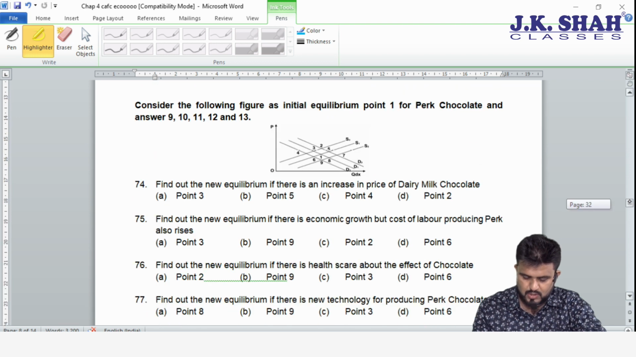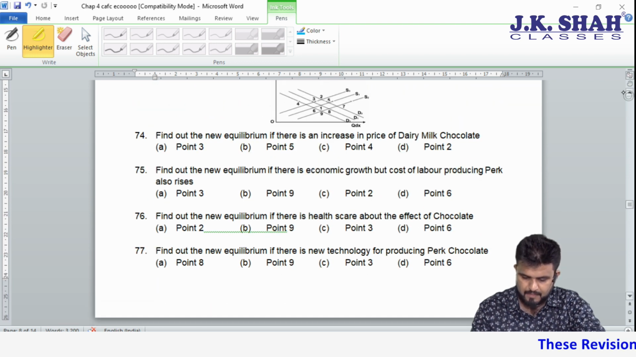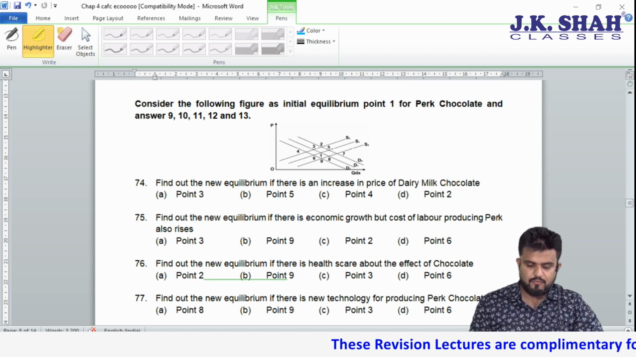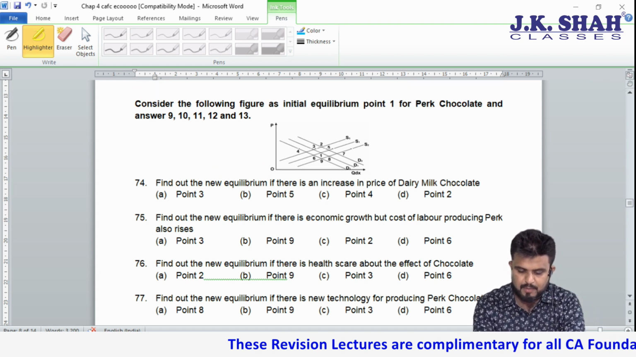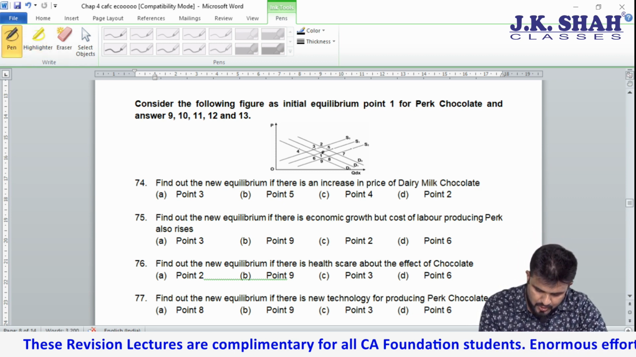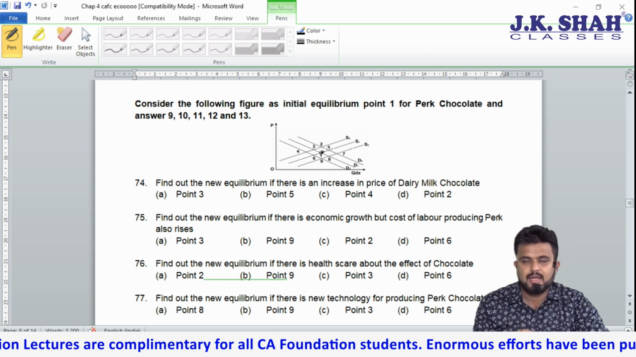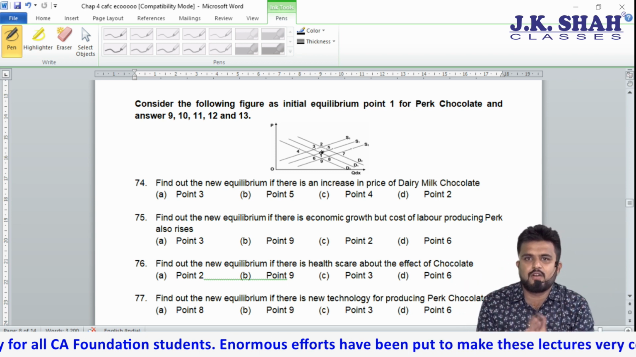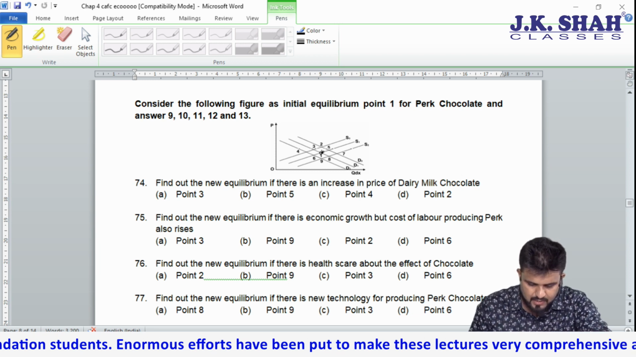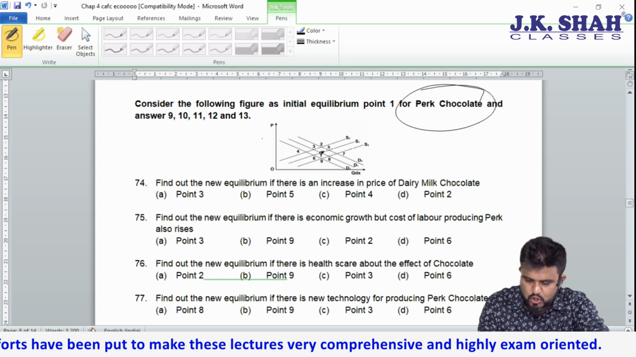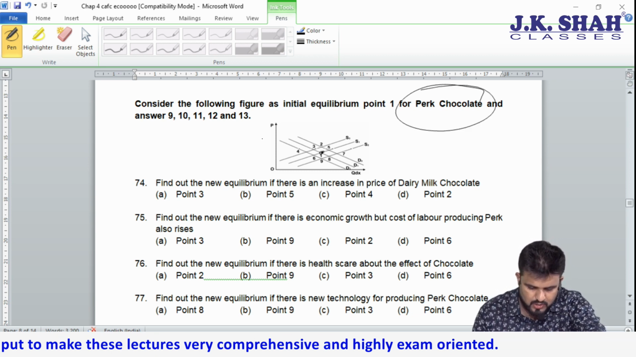Now let's move towards this. Consider the following figure as the initial equilibrium point 1, which means students you are at point 1 here. Increase in demand is a rightward shift, decrease in demand is a leftward shift. Please keep that in mind. So our product is Perk chocolate. Let's see what they are trying to say.